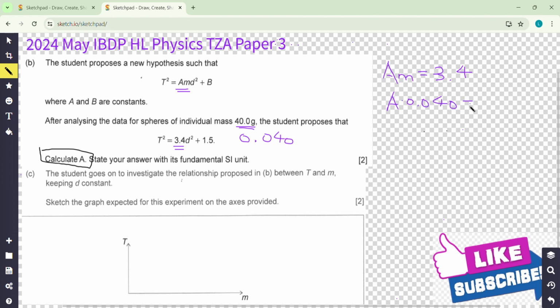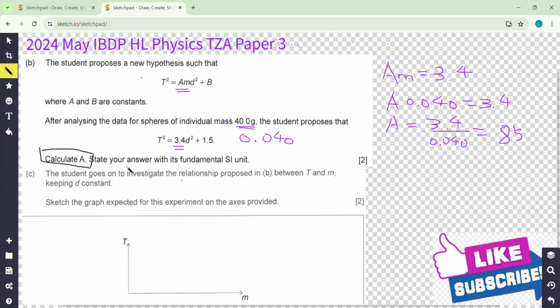So a times 0.040 equals 3.4, and then you move the 0.040 to the right hand side, and you get 3.4 over 0.04, and then calculate it. Okay, and then you got it. It's 85. Remember, the accuracy is important here, so you need to have the same accuracy in significant figures as the original one, because it's a division. So it should be 2 significant figures.